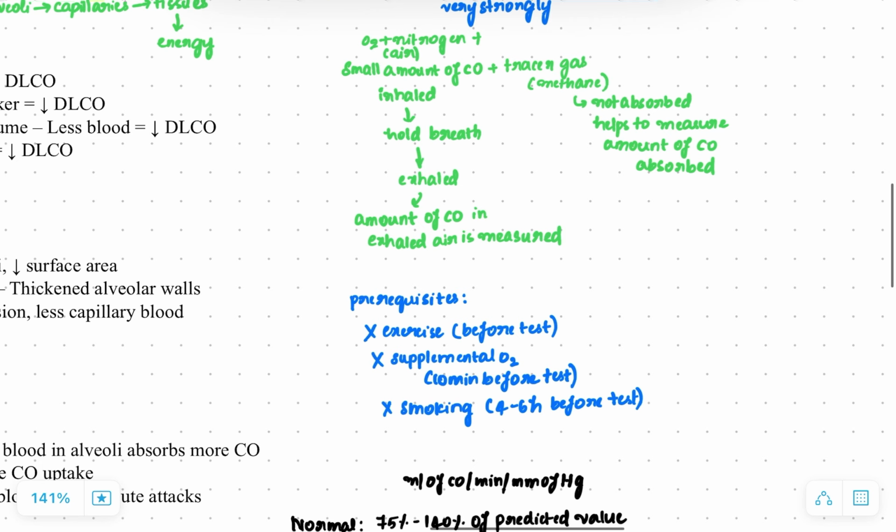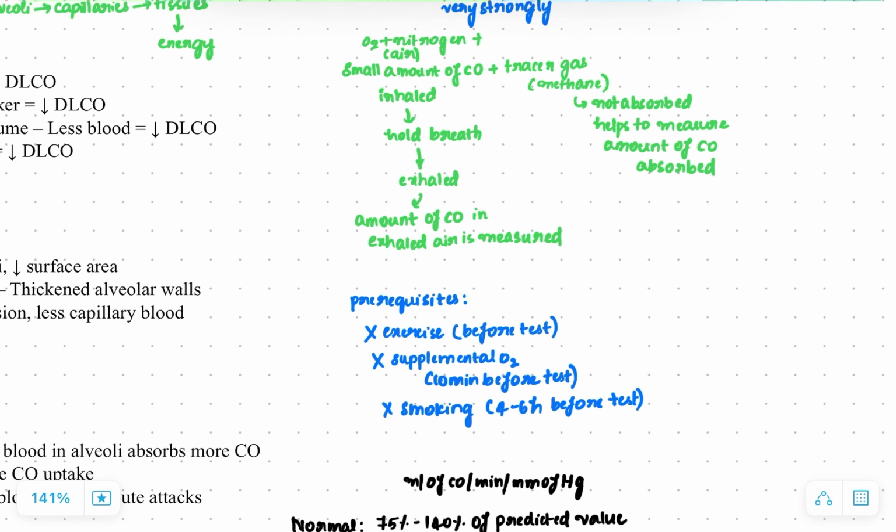So what is the procedure? We will ask the patient to inspire air, which is a mixture of oxygen and nitrogen with a small amount of carbon monoxide, which is not toxic because it is a very small amount. Then we will add a tracer gas, that is methane. This tracer gas will not be absorbed; it just helps to measure the amount of carbon monoxide absorbed. With this mixture of air, carbon monoxide and the tracer gas, we will ask the patient to inhale, hold the breath for a few seconds, and then exhale. The amount of carbon monoxide in the exhaled air is measured.